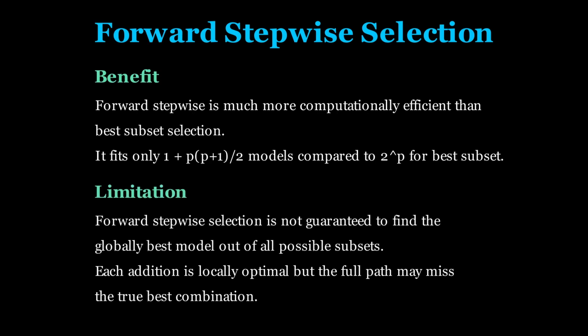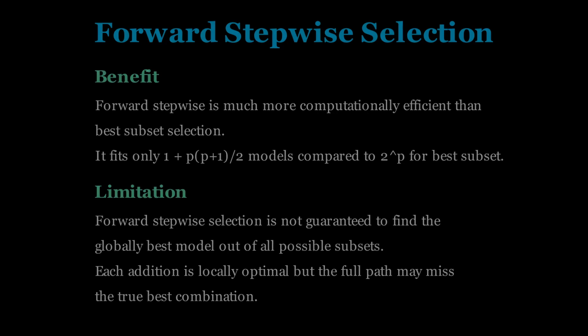However, because forward stepwise selection is a greedy algorithm, each step makes the best local choice. It is not guaranteed to find the globally best model. A variable added early may block a better combination from forming later. In practice, however, it still tends to perform well, so the computational efficiency gains may be worth the trade-off. Now let's take a look at backward stepwise selection.